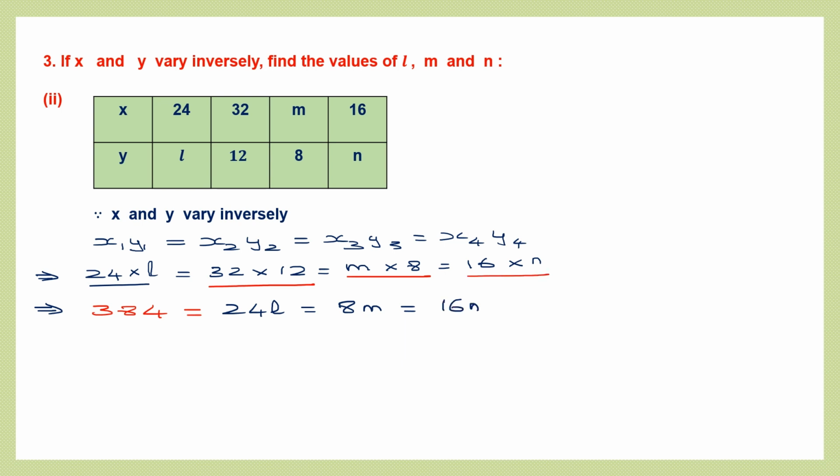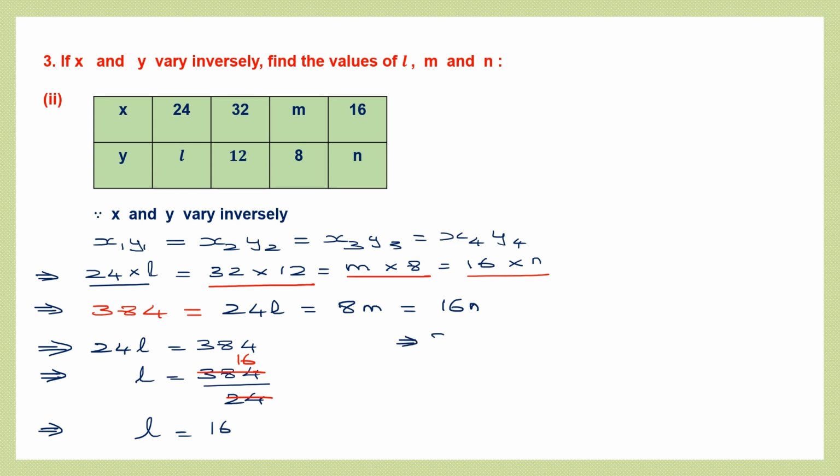So now we can find the values of L, M and N. So let's start by saying 24L is equal to 384. So let's find the value of L. L is equal to 384 divided by 24. Here you can cancel 24 and 384, you'll get 16. That means we have found the value of L. L is equal to 16. Now let's take the next one. So let's say again 384 is equal to 8M, or 8M is equal to 384.